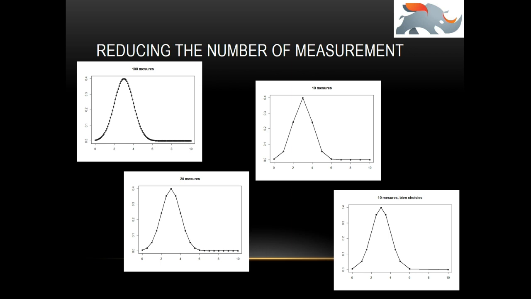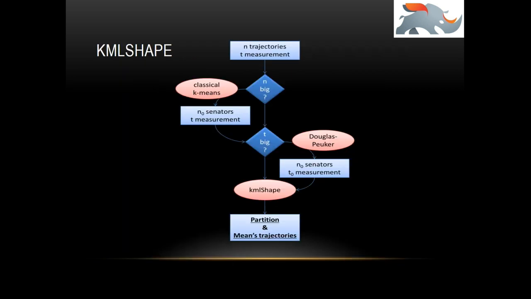This is called the Ramer-Douglas-Peucker algorithm, which simplifies the number of points in a trajectory.